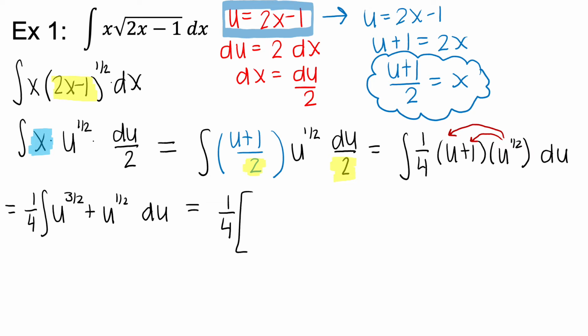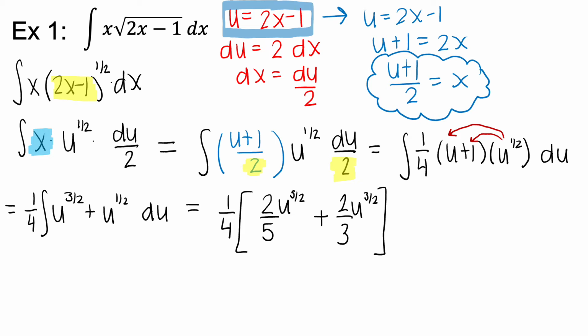Integrating u to the 3/2, we get u to the one higher power, which would be 5/2, and then divided by 5/2 or multiplied by 2/5, plus when we integrate u to the 1/2, we get u to the one higher power, which would be u to the 3/2, divided by 3/2 or multiplied by 2/3.